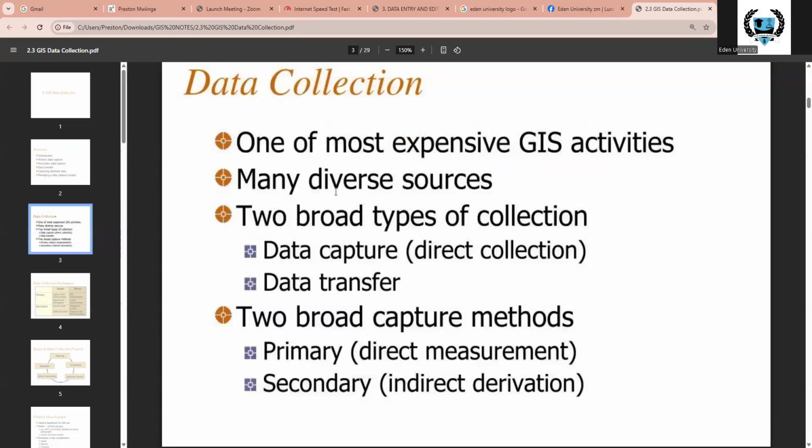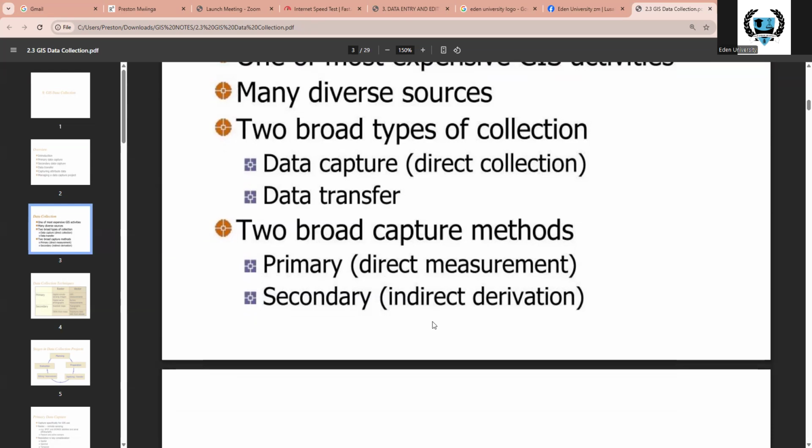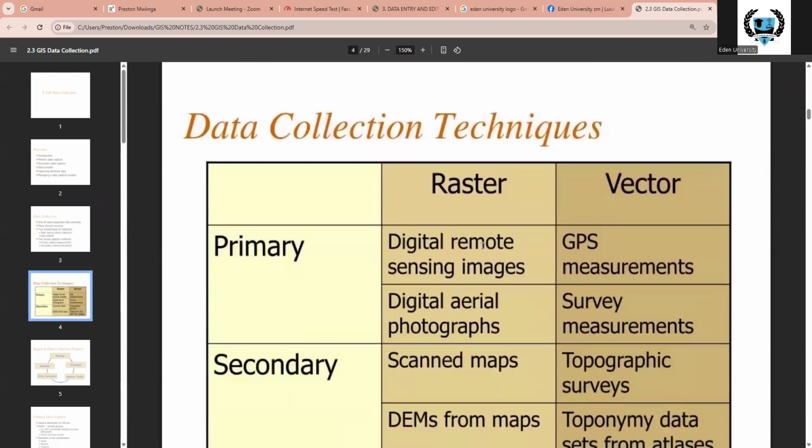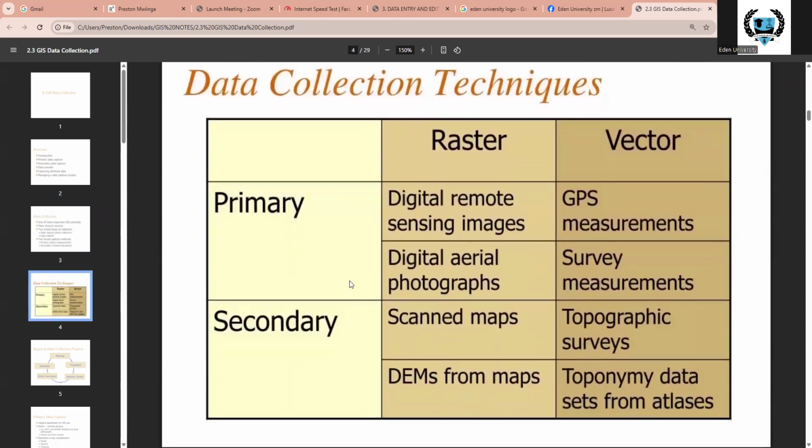So two broad types of data collection. We have data capture, which is the direct collection. Then we have the data transfer. Then two broad types of data capture method. So we have primary, which is the direct measurement, and secondary, which is the indirect derivation. So data collection, primary and secondary.